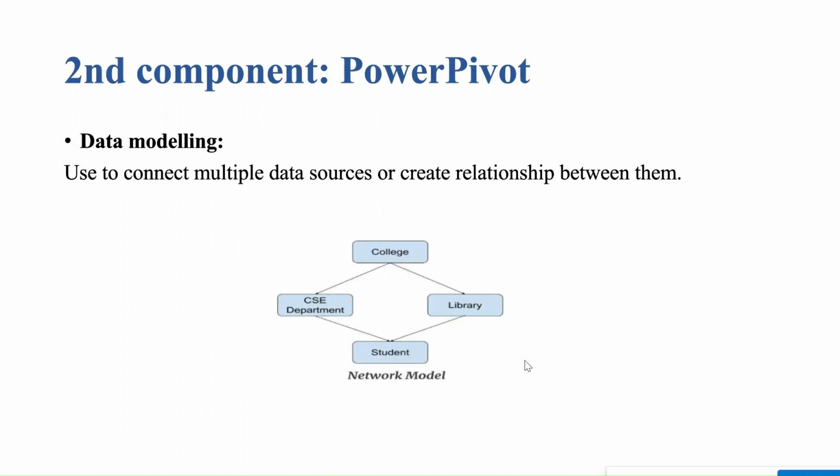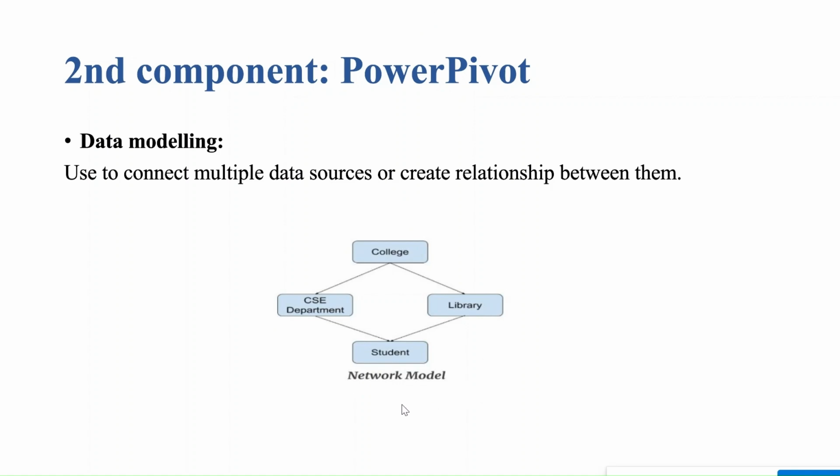The second component is Power Pivot. Power Pivot is where we talk about data modeling. For viewers who are not aware of the term data modeling, normally we connect multiple data sources. If you talk about college data, some of the data will come from the students, some from departments, some from the library, some related to students.